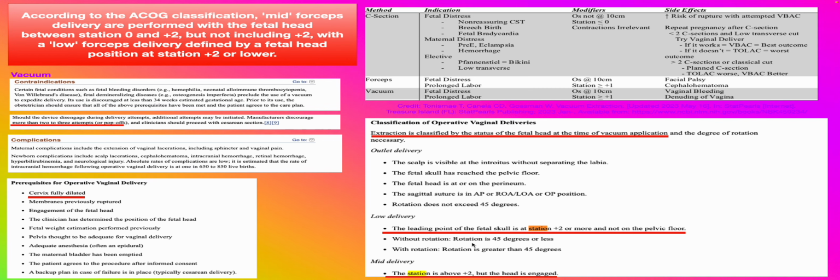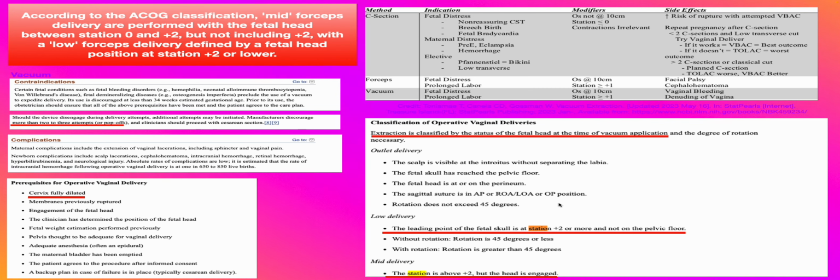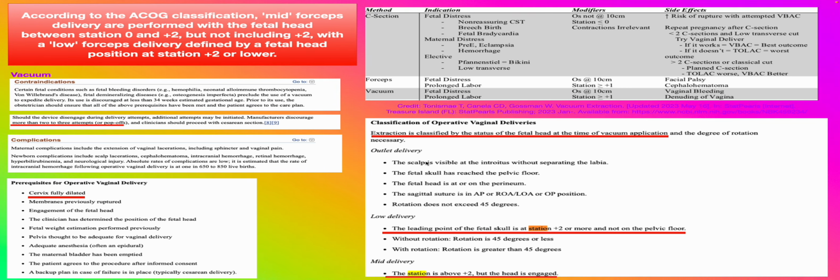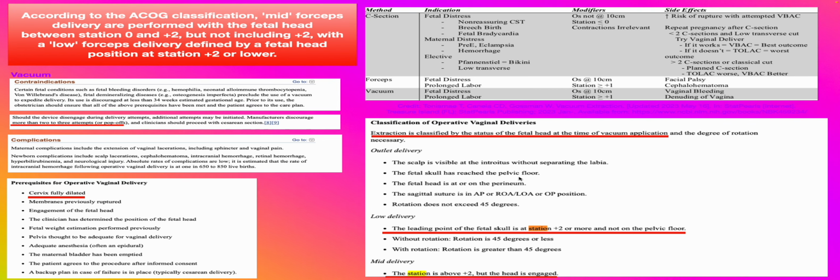And as we touched on with all these different delivery types, for the vacuum assisted, it depends on the status of the fetal head at the time of application, which I would imagine is the first application, when you have instances where pop-offs, or when the vacuum comes off the fetal head, and then also the degree of rotation necessary to extract the fetus.